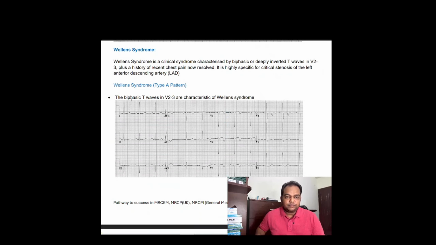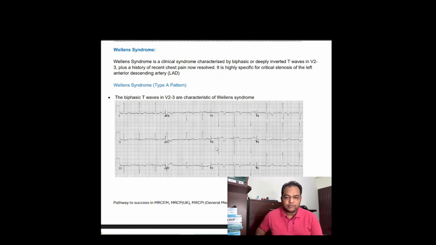Now, Wellens syndrome. Wellens syndrome is of two types, type A pattern and type B pattern. Type A pattern represents biphasic T waves in V2 and V3. This is the biphasic T, that means the T wave has a positive deflection, also followed by a negative deflection. This is called biphasic T waves. So in type A pattern of Wellens syndrome, there are biphasic T waves in lead V2 and lead V3.